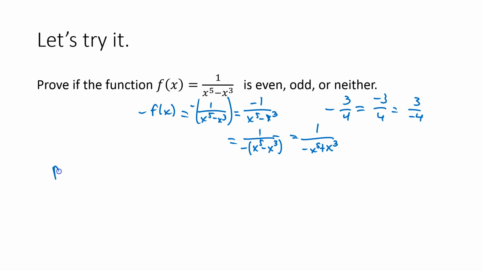So let's plug in negative x and see what happens. So I put negative x where I see those x's up there. So I have 1 over, I'm going to have negative x to the 5th, and then minus negative x cubed.